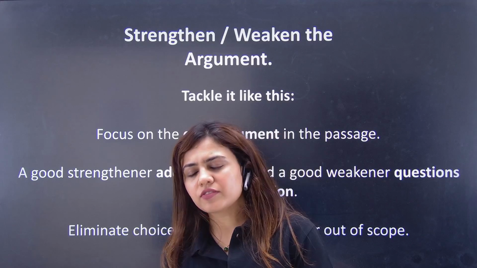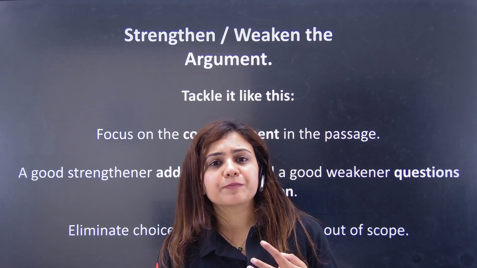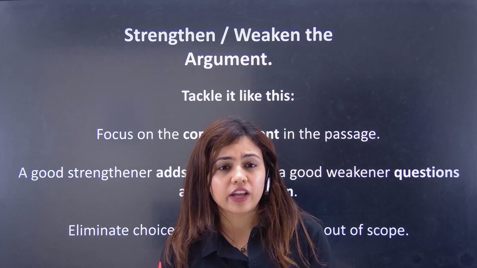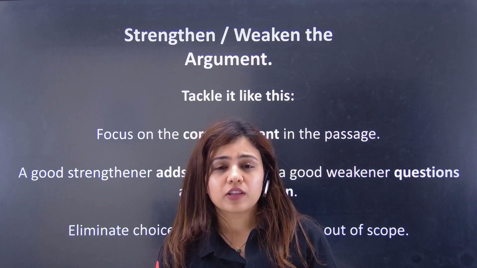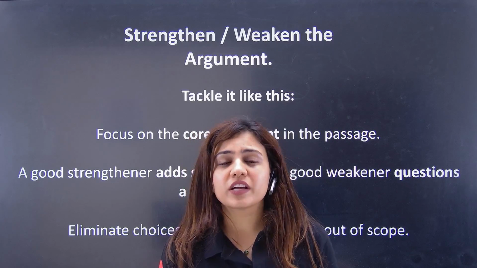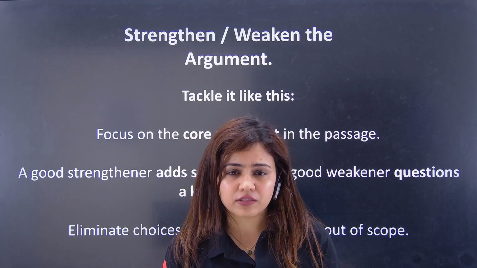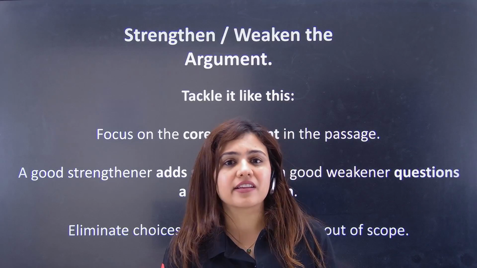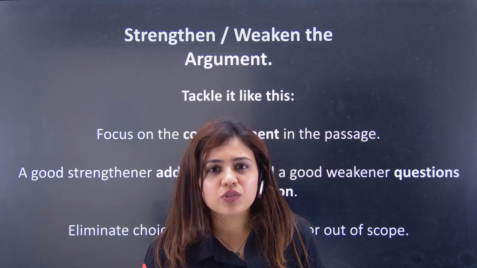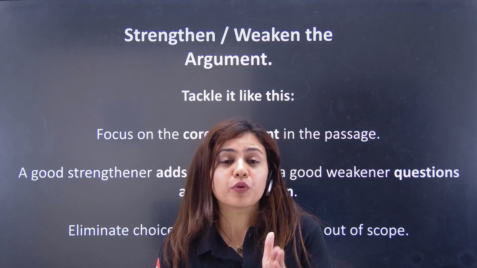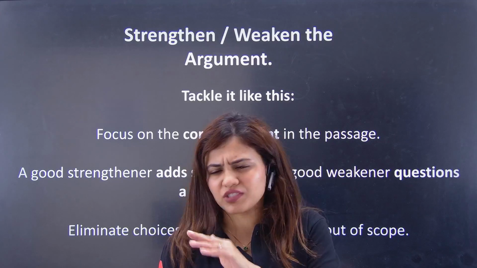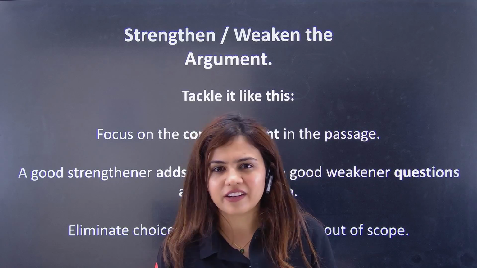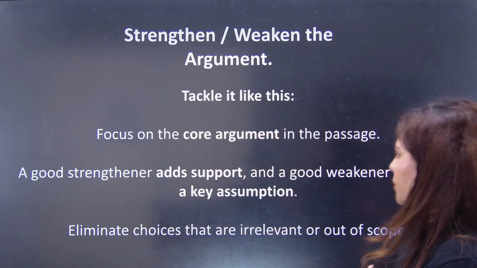For example, if the writer is saying that the sun rises from the east, and if you are supposed to weaken it, so basically you are supposed to prove that the sun does not rise from east, or it rises from west, maybe. So this is what you are supposed to prove in order to weaken his argument. I was just giving an example. The sun doesn't really rise from the west. We all know that, right?